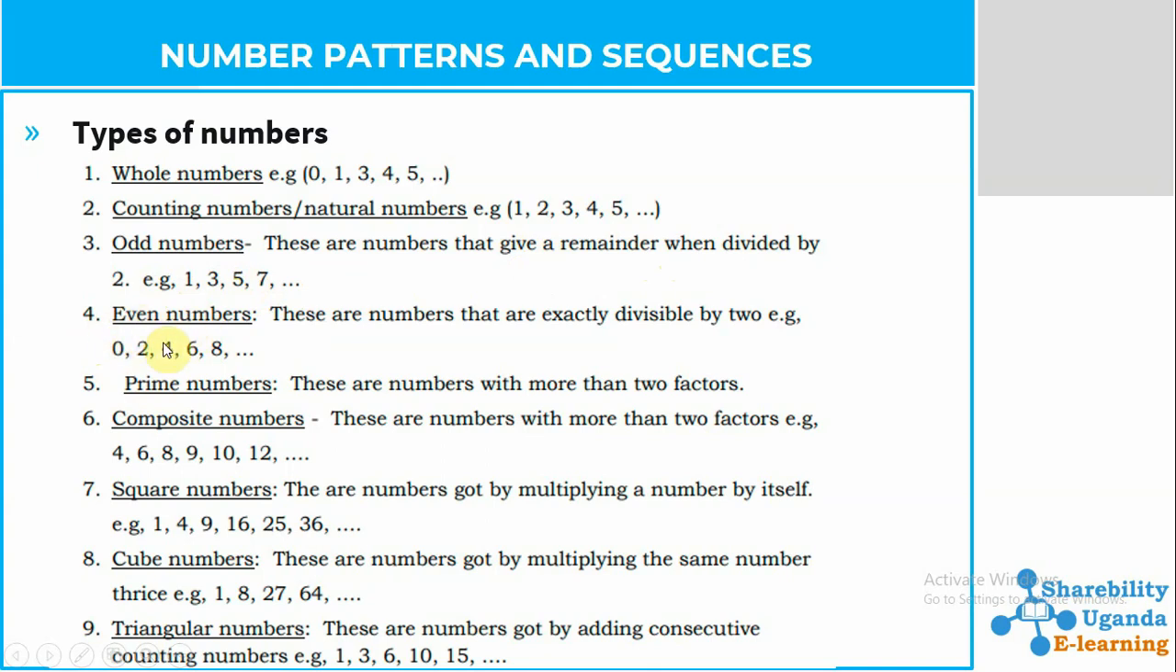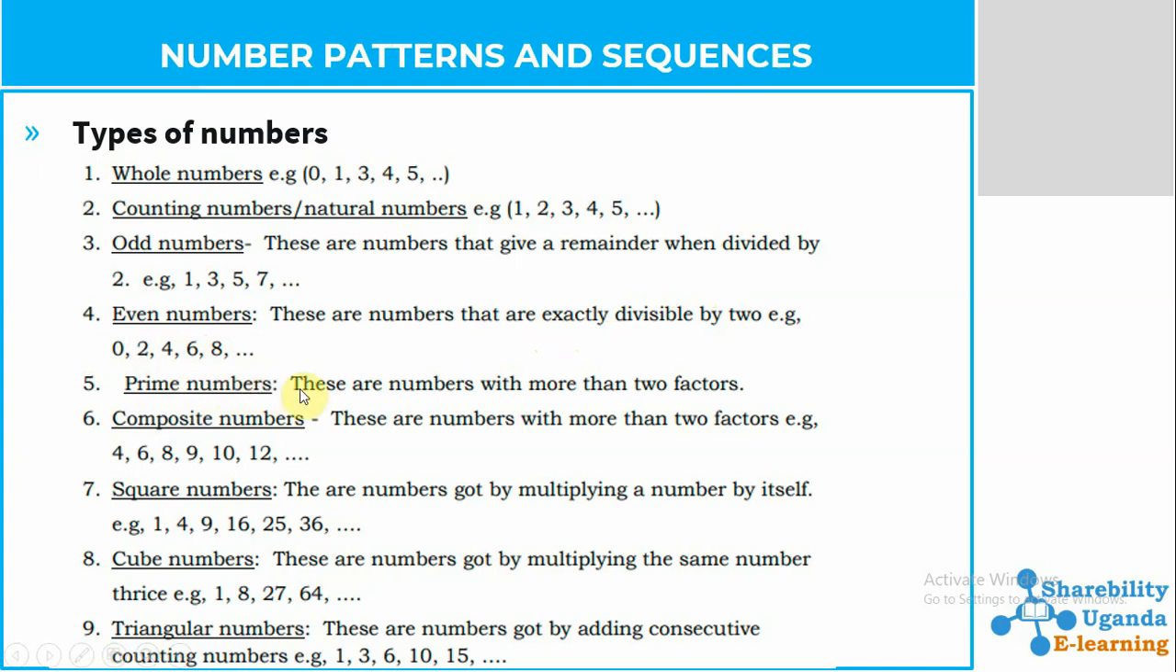Even numbers. They are numbers that are exactly divisible by 2. That simply means that when you divide these numbers by 2, they don't leave what we call a remainder. So that's how we can name and say these are even numbers. So we also have what we call prime numbers.